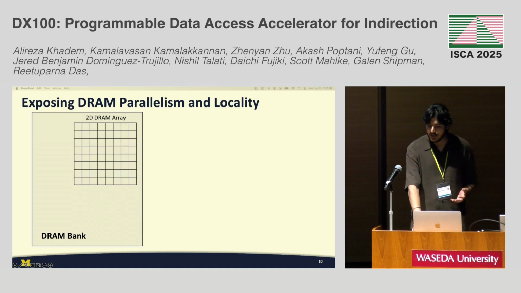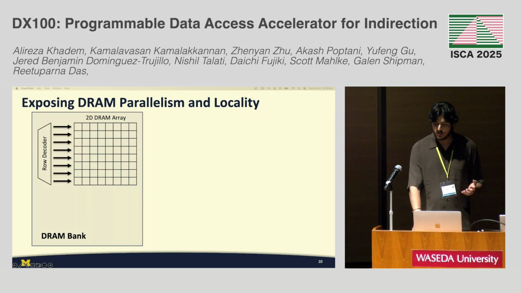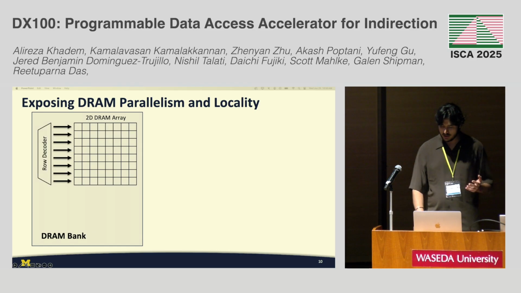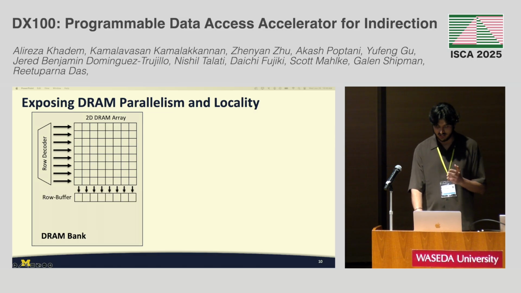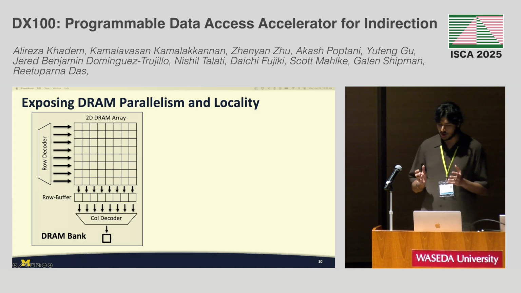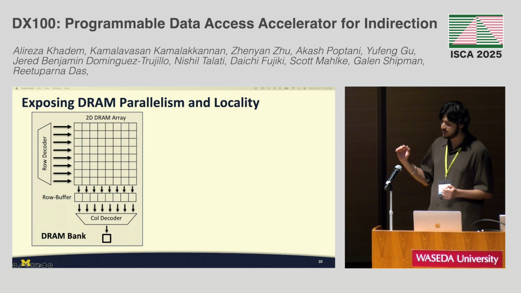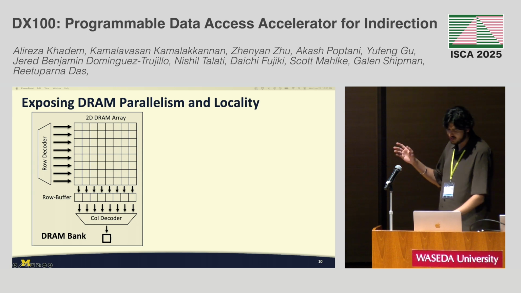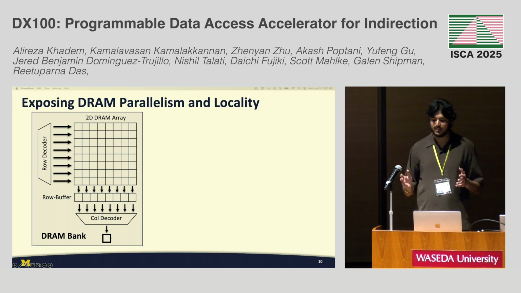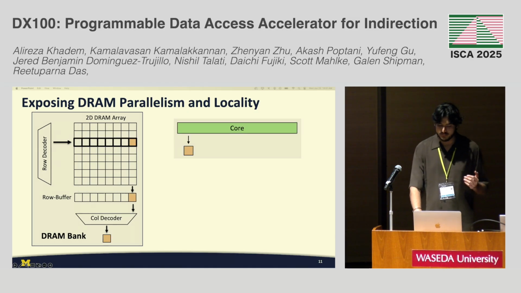A DRAM bank is organized as a 2D array of memory cells. When a request is issued, a row decoder activates the target row and copies it into the row buffer. A column decoder then selects the target column within the open row and transfers the data to the external bus. The row buffer here acts as a cache for the activated row. So it is important to maximize the row buffer hit rate for higher bandwidth utilization.